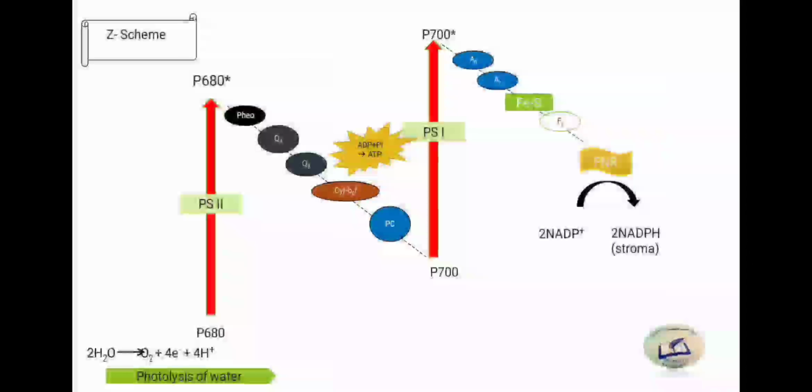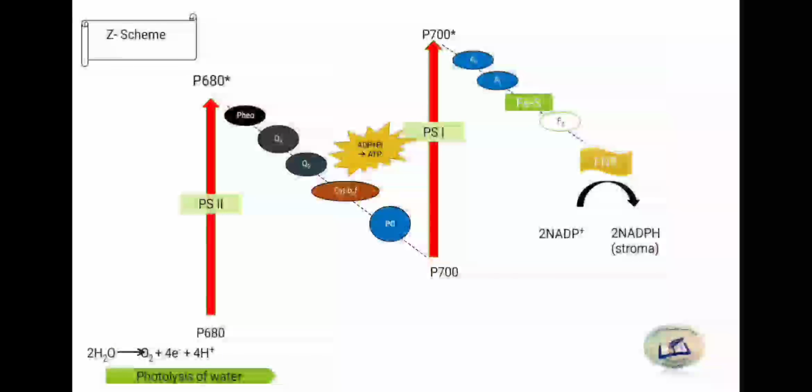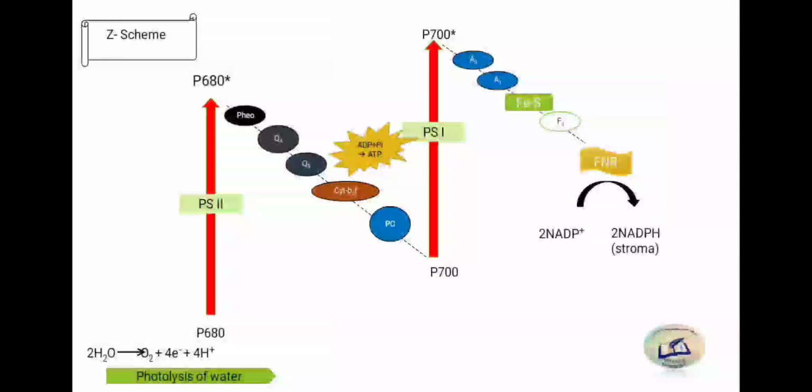Now let's move on. The electrons from the plastocyanin, what happens? They further move to P700, which is the PS1 system. Now P700 gets excited, so it has to return to its ground state. So in order to return to its ground state, it further transfers its electron to the A0 complex, which is a part of P700 only, and then it transfers its electron to A1, which is a quinone. Okay, the next acceptor in this process is the quinone.